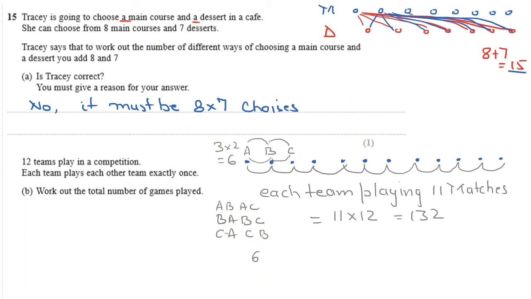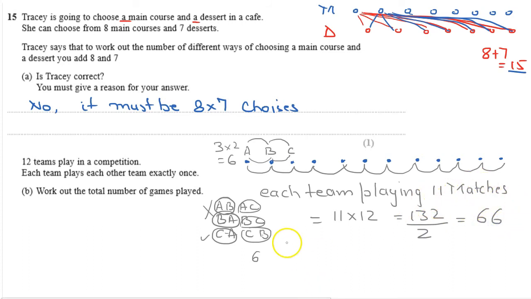But we have to consider one thing, that AB and BA is the same. AC and CA is the same. BC and CB is the same. So it is to be divided by 2. So in total there will be 66 matches.